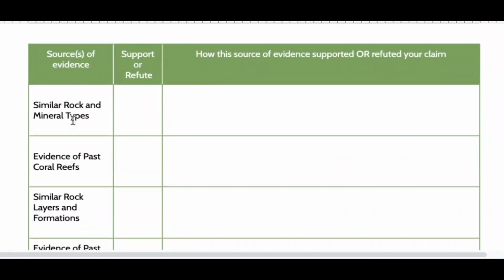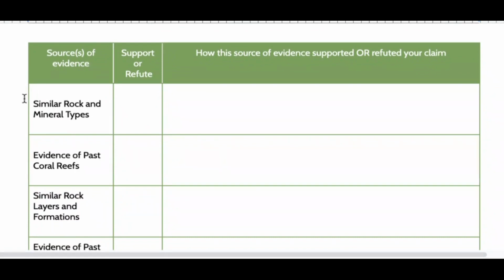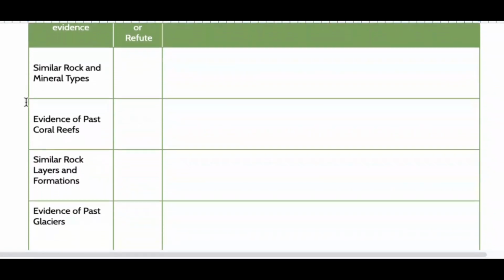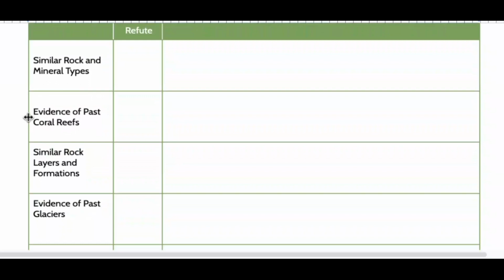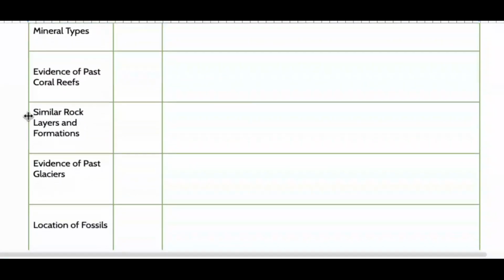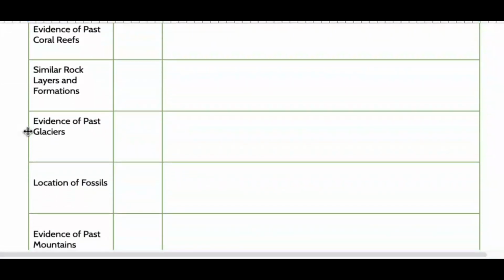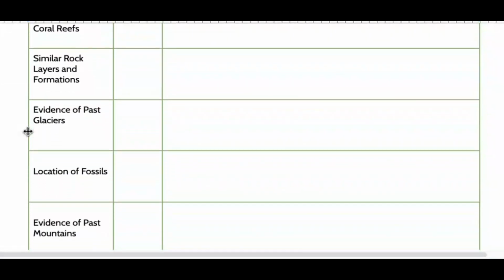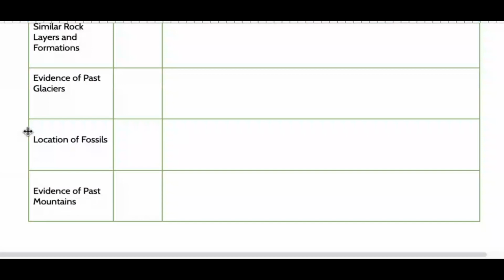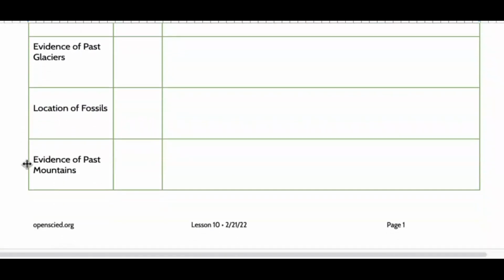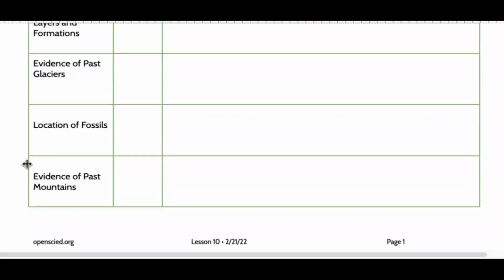We look at 6 maps. One map is going to be about similar rock and mineral types. We're going to look at one for evidence of past coral reefs. We're going to look at one at similar rock layers and formations. One about evidence of past glaciers. One showing a location of fossils. And the last one showing evidence of past mountains.